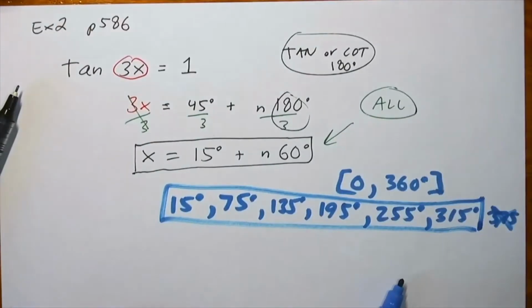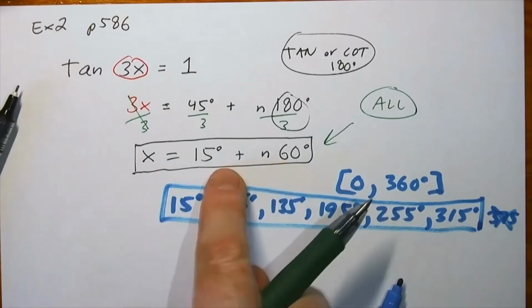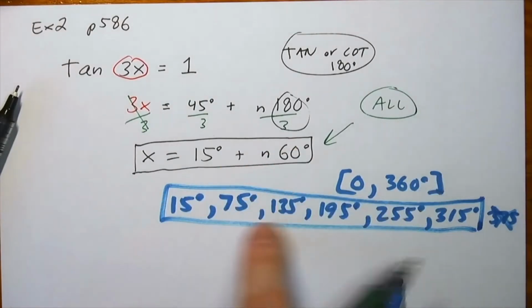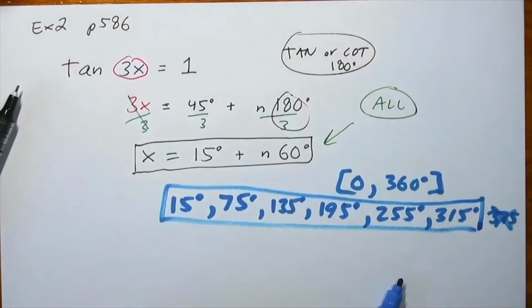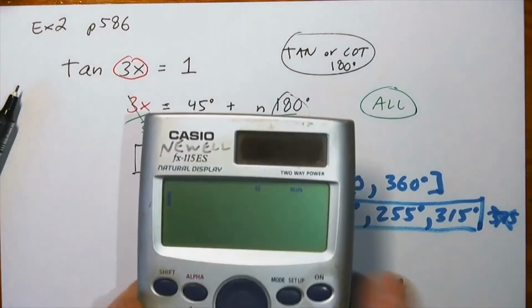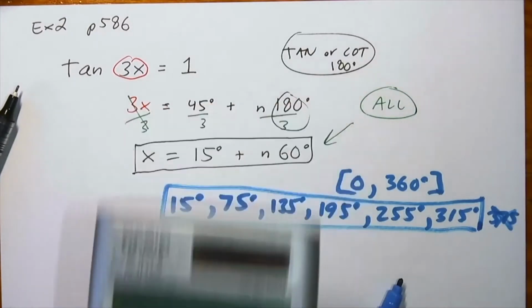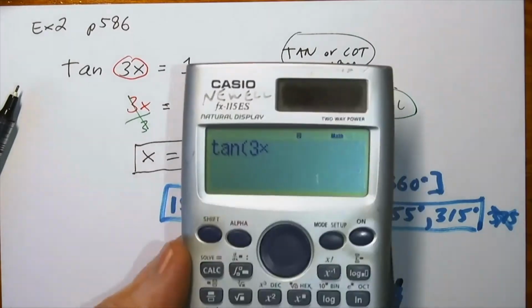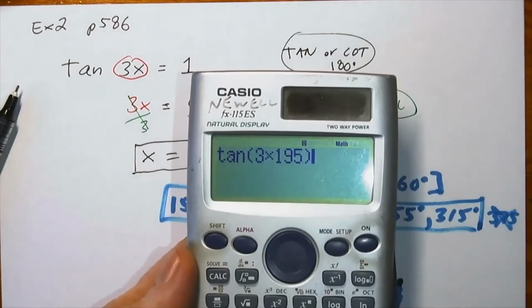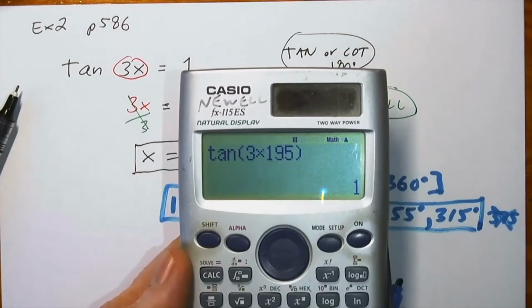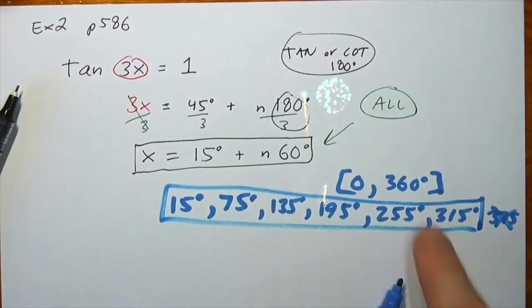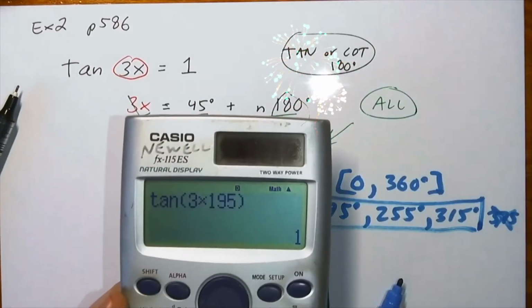If they say, could you please list them all? And you're like, okay, 15 plus 60 plus 60 plus 60 plus 60. All these numbers, if I type them in, I get a tangent of 1. In fact, I think I'm going to try it. I'm going to go tangent of 3 times, let's try 195. 195 and close it. And it says 1. Hey, cool. All of these numbers, if I plug them in, give me 1.